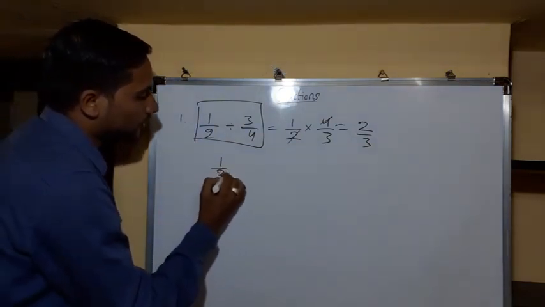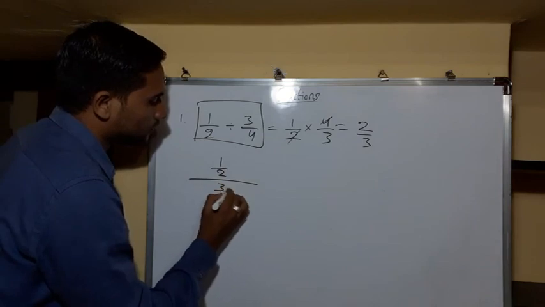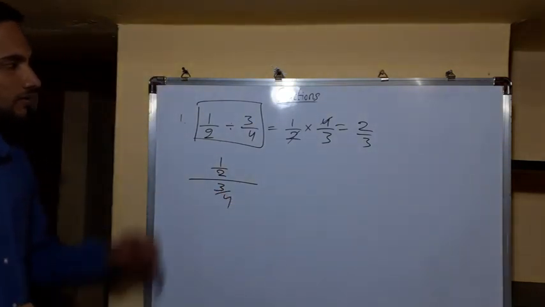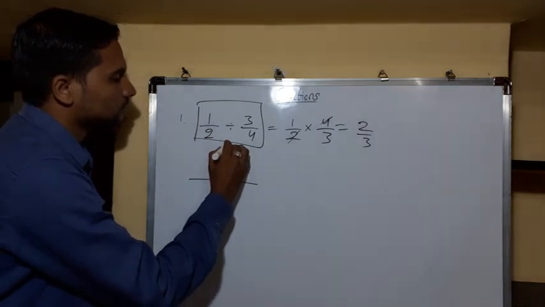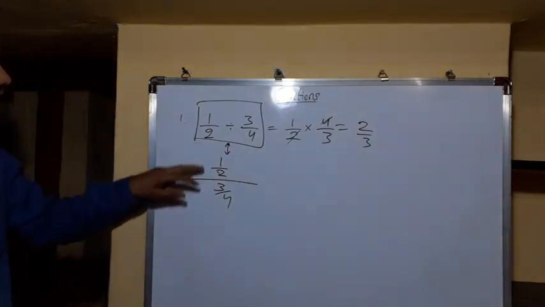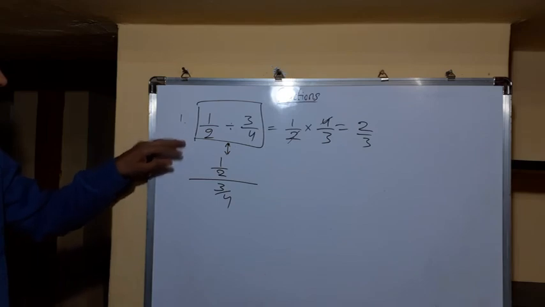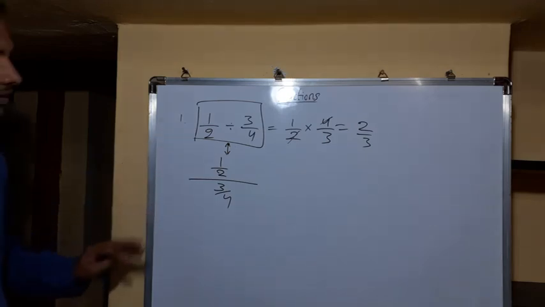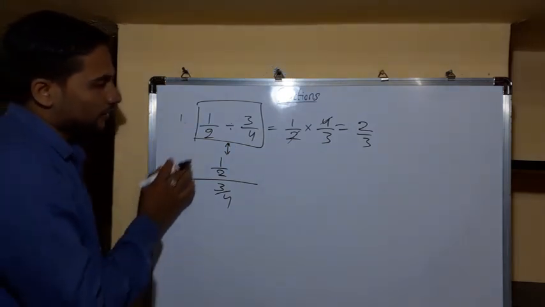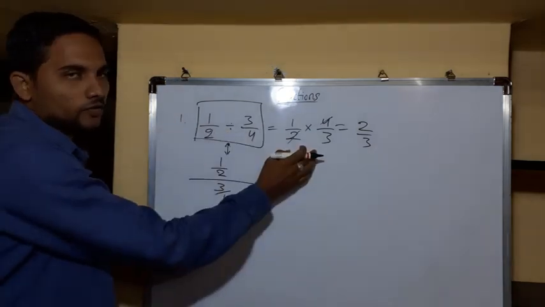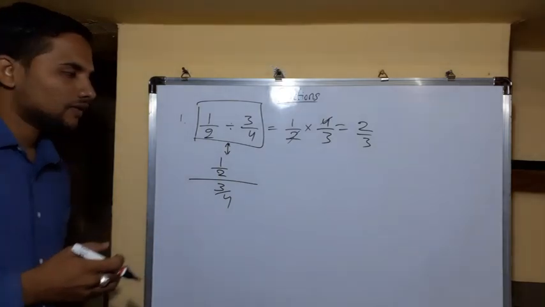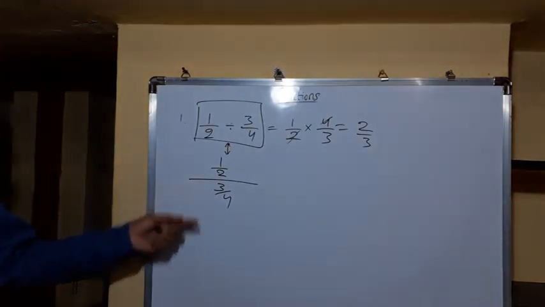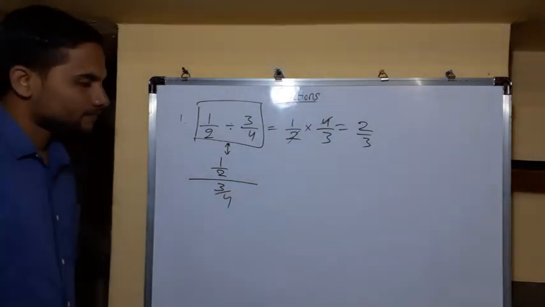Now, this same problem, if I give it in one stretch, 1 by 2 divided by 3 by 4, see, this and this both are the same. Both are the same, only the representation is different, right? If I give the problem like this, students can solve it easily, but if I give it like this, they will create unnecessary confusion and make some mistakes, right?